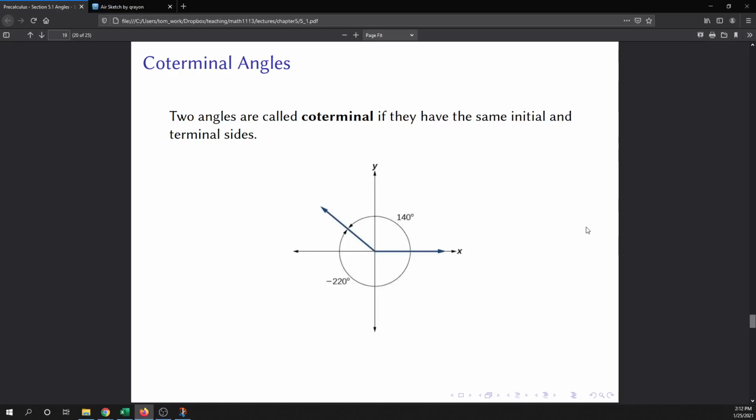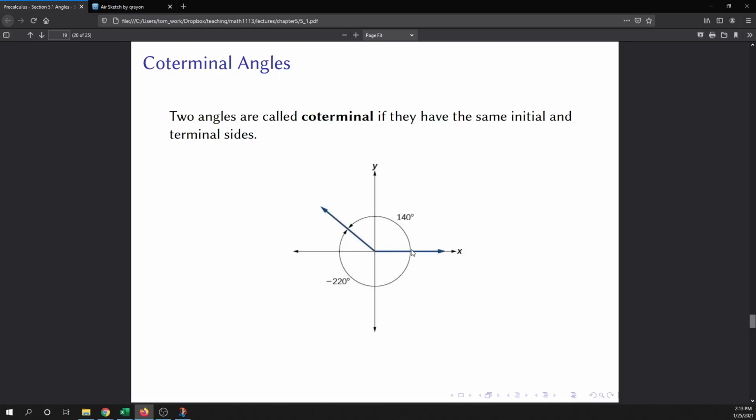In this video, we're going to talk about coterminal angles. Two angles are called coterminal if they have the same initial and terminal sides. Here I have an angle that's in standard position. The initial side is over here, and the vertex is at the origin.